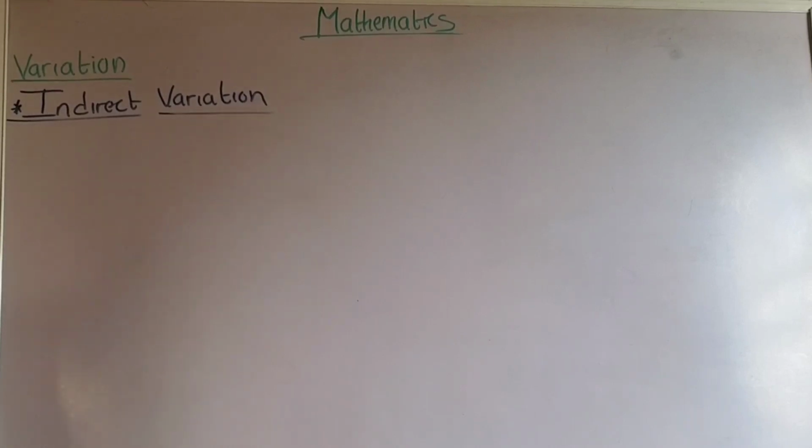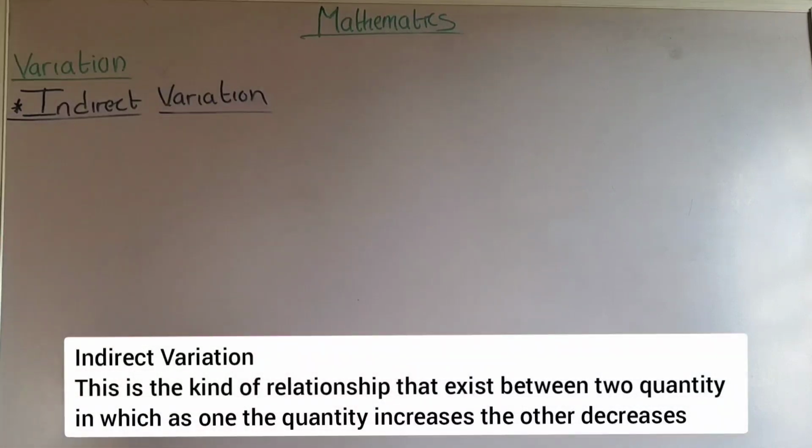In this class, we're going to go over questions on indirect variation. What exactly do we mean by indirect variation? A variation whereby one of the quantities increases while the other decreases. That kind of variation is what we call indirect variation. You understand? Listen to the explanation again.